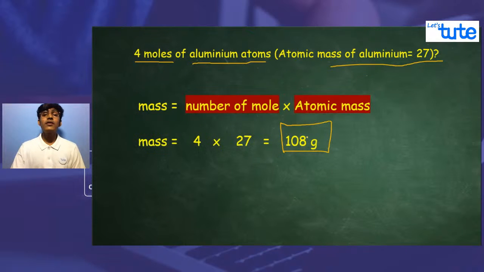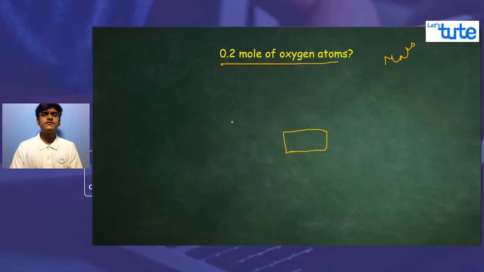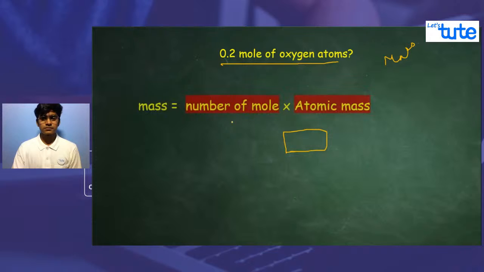And next is about how we can find the mass. The formula for mass is nothing but the number of moles multiplied by the atomic mass. What is the atomic mass of this particular element? It's 27. So we multiply 27 by the number of moles, which is 4. So 4 multiplied by 27 gives us 108 grams. That is the mass of 4 moles of aluminium. Next is, what is the mass of 0.2 moles of oxygen?